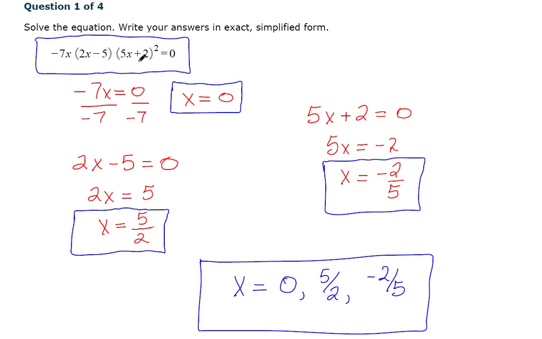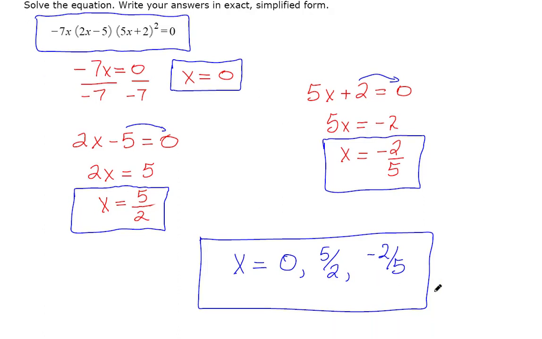And the last piece, the 5x plus 2, move the 2. Here we moved the 5. And so I get 5x is minus 2, and then divide everything by 5. And so we get 3 answers here: a 0, a 5 halves, and a minus 2 fifths. Not too bad.